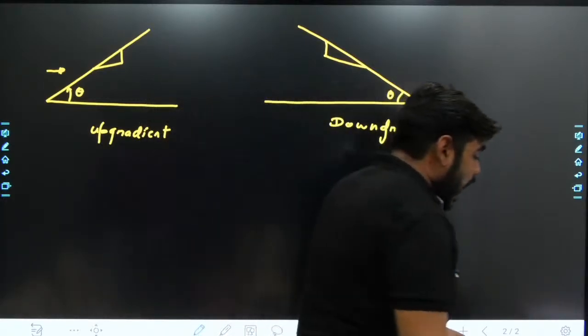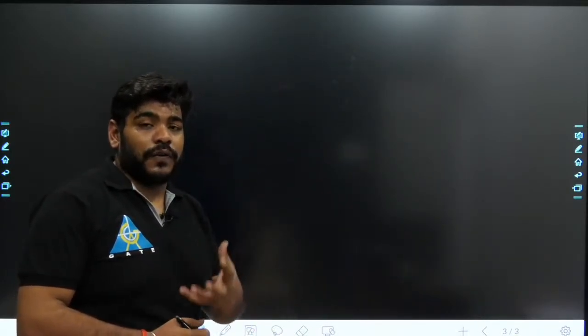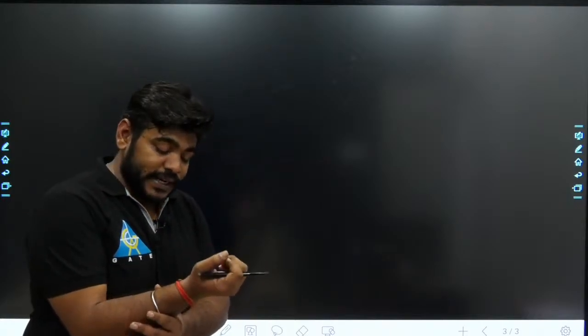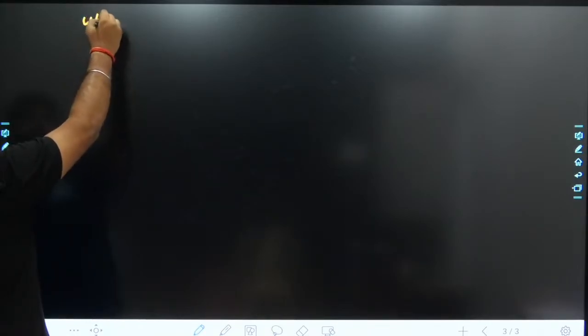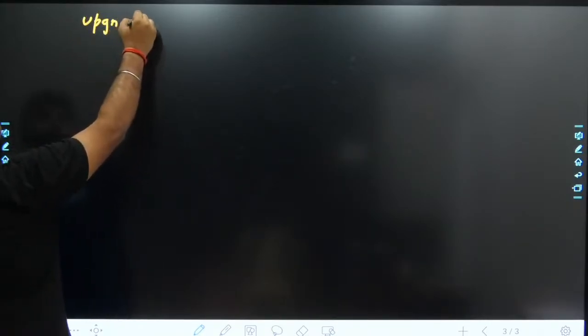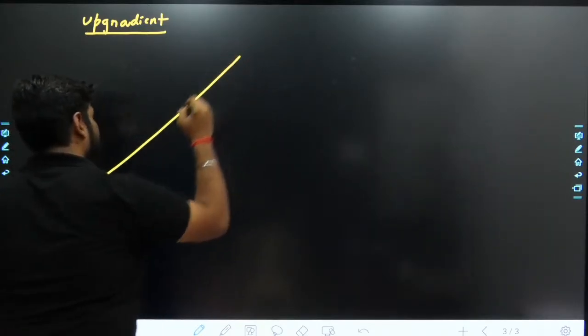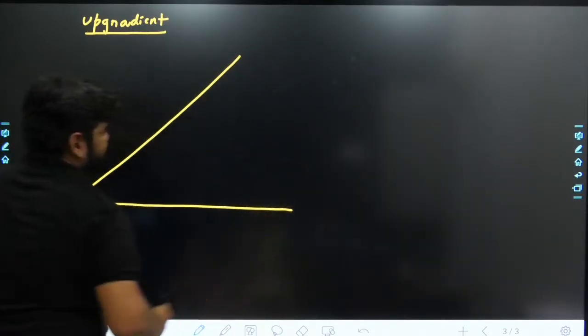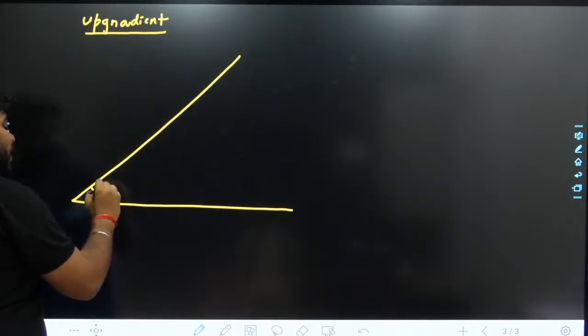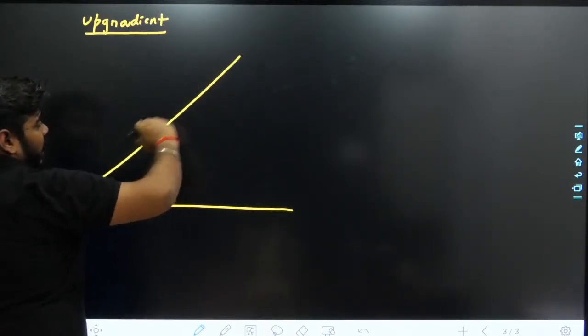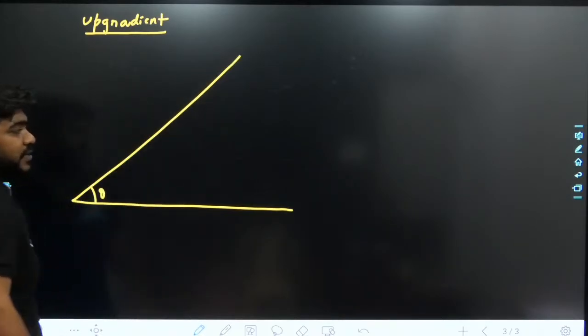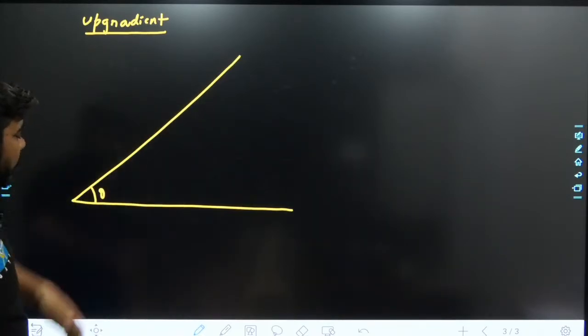So now let's see what the effect of up gradient or down gradient will be on our stopping sight distance. So let's see here what the effect is. We are taking the case that our vehicle is moving on an up gradient, and then we see how the movement of our vehicle on an up gradient will affect the stopping sight distance. Consider this as your angle theta. This is your road or pavement on which our vehicle is moving.